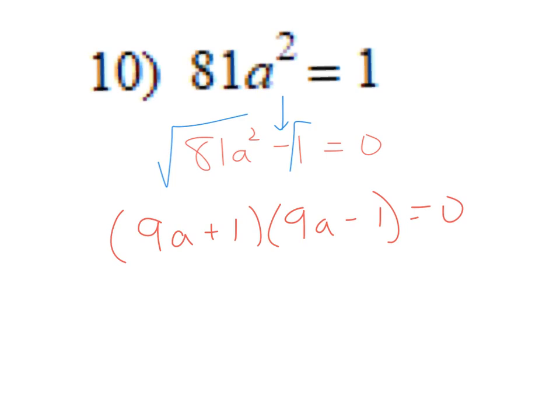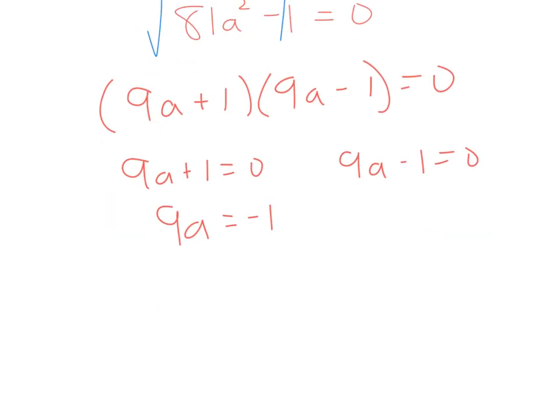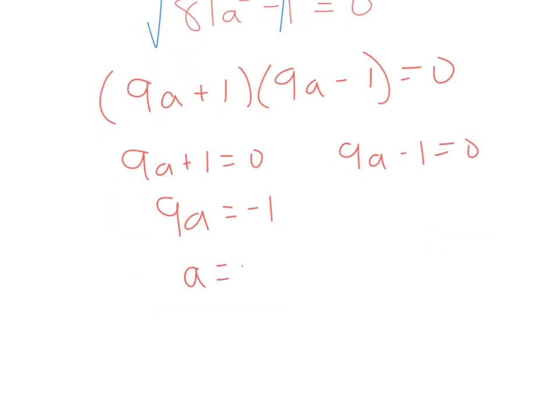So now let's set each factor equal to 0 and let's solve it. So 9a plus 1 equals 0 and 9a minus 1 equals 0. So I get 9a equals negative 1, divide, and I get negative 1/9. Here I add the 1 over and get 9a equals positive 1, and then divide and get positive 1/9.